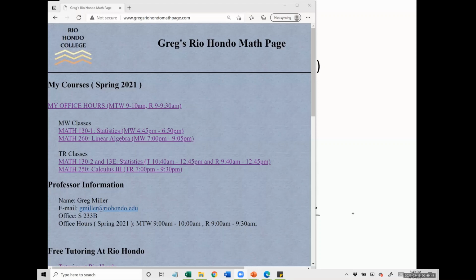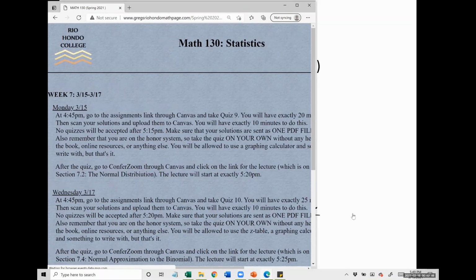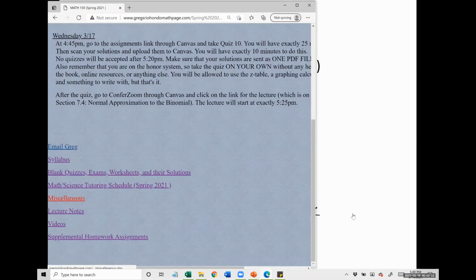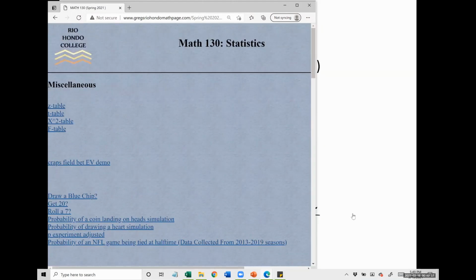Okay, everyone do this. Go to my website, gregsriohondamathpage.com. You click on our class, and then you scroll down to where it says miscellaneous. So you go to our class, click on miscellaneous. Right there, you see up on top there are 4 tables. Those are the tables that we're going to need for the rest of the semester.